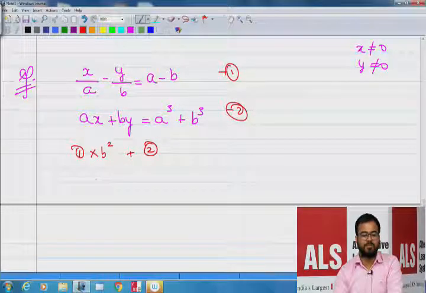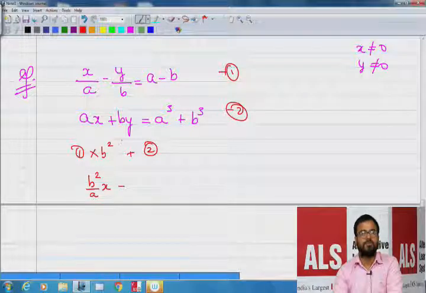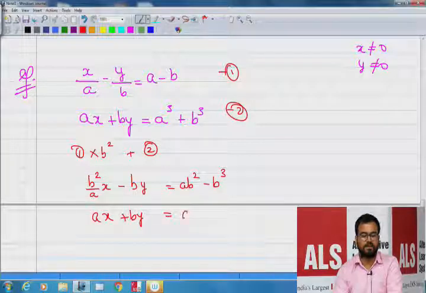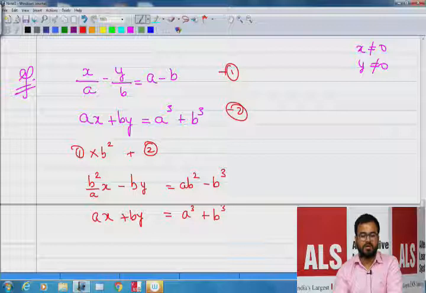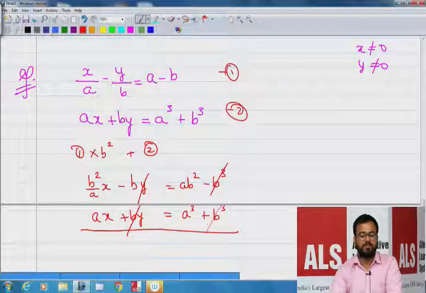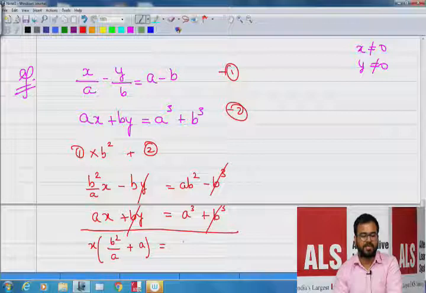First equation multiplying by b square, it will become b square over a x minus b square upon b, that will cancel out as b, is equal to ab square minus b cube, and the second equation as it is. Now if we add both the equations, we can see that minus by and plus by will get cancelled out. This minus b cube and plus b cube will get cancelled out. So in terms of x, we will get b square by a plus a, that is equal to ab square plus a cube.